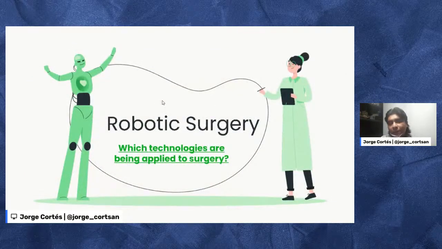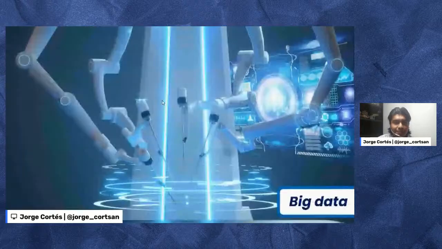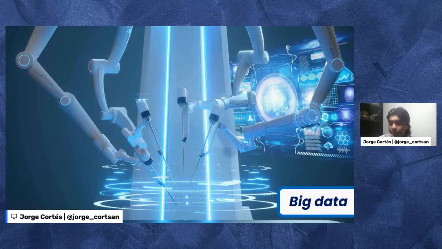Next to this, we have robotic surgery. Which technologies are being applied to this robotic surgery? Summarizing, we have big data, artificial intelligence, the technology of mixed reality, and finally, robotics technology. We're going to start with big data.